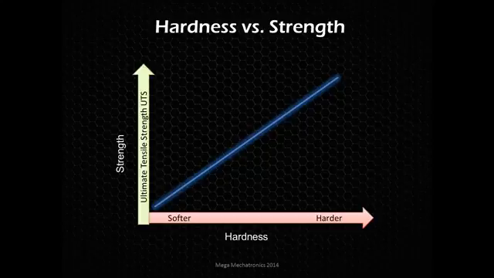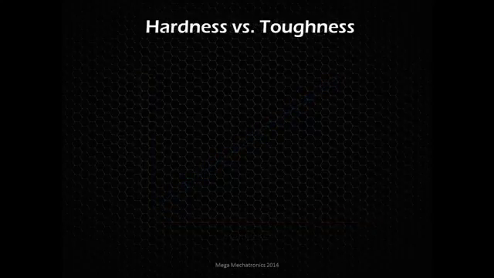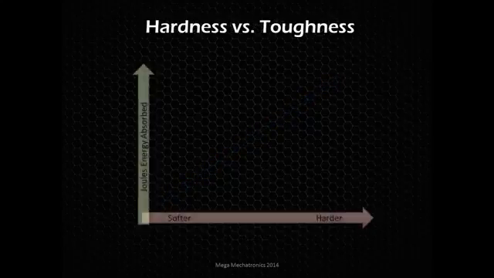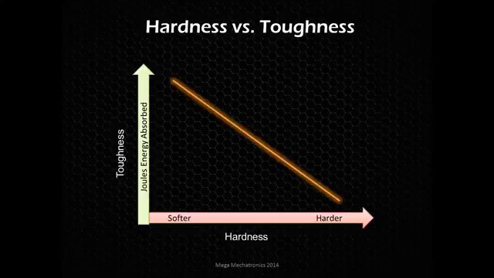And as well as hardness versus toughness. So same concept, joules of energy absorbed versus hardness. So the harder it is, the more brittle and the less tough it's going to be in general. But again, it depends on the alloy.